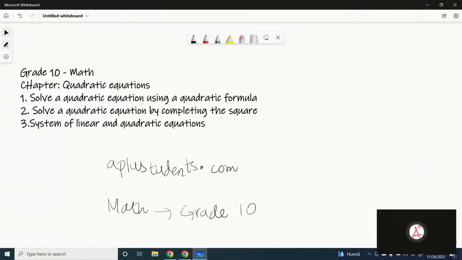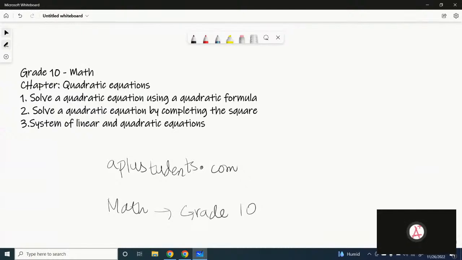We are already working on the chapter quadratic equations. So here is the list of the lessons we are going to cover today from the chapter quadratic equations. Got it? They are solve a quadratic equation using a quadratic formula, solve a quadratic equation by completing the square, system of linear equations and quadratic equations. Got it?